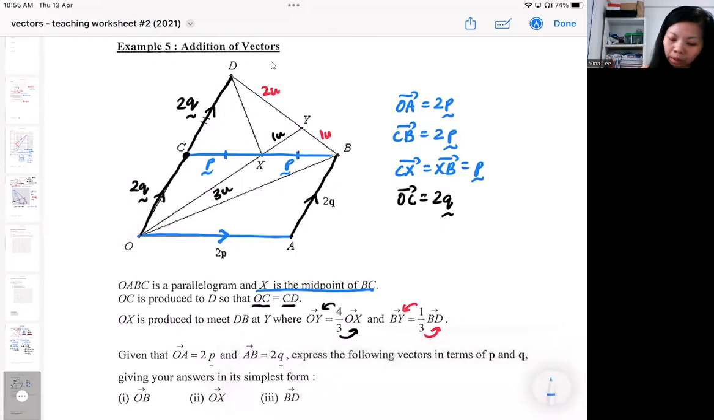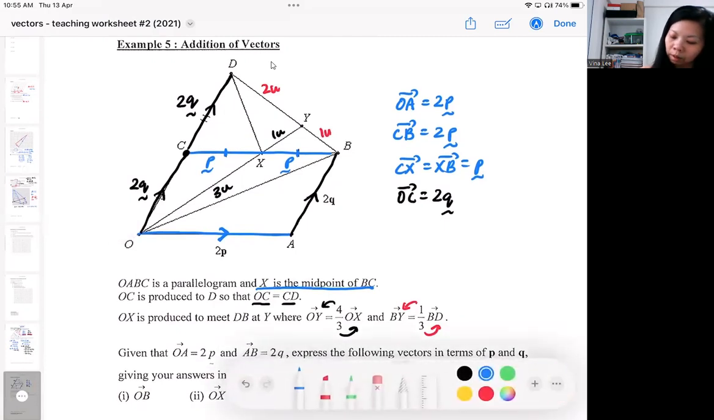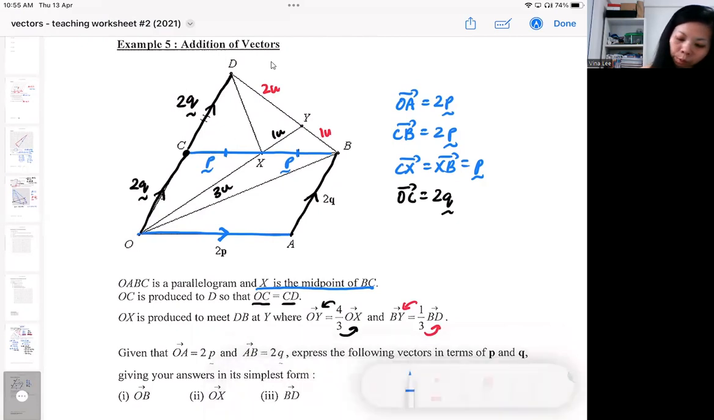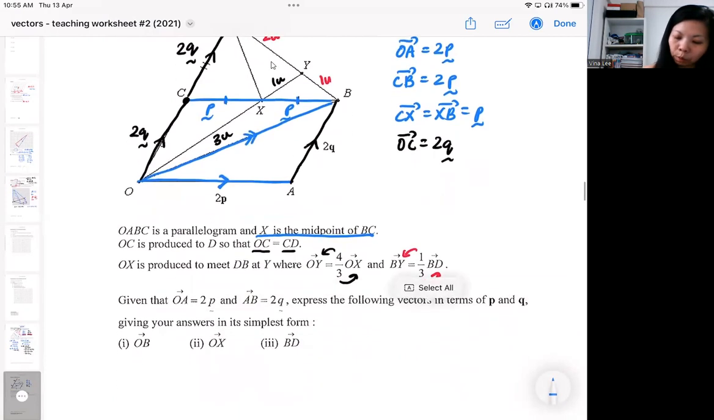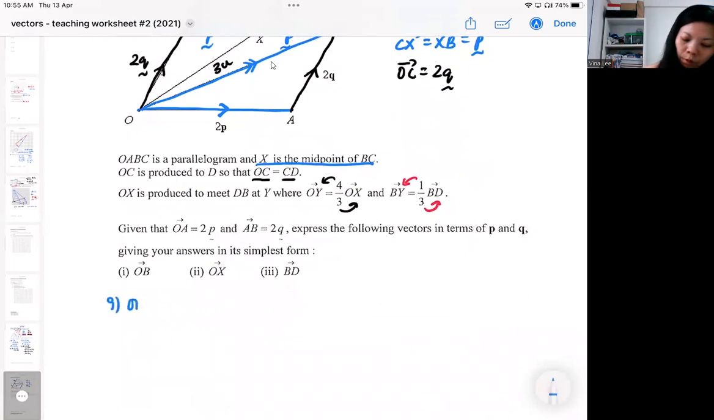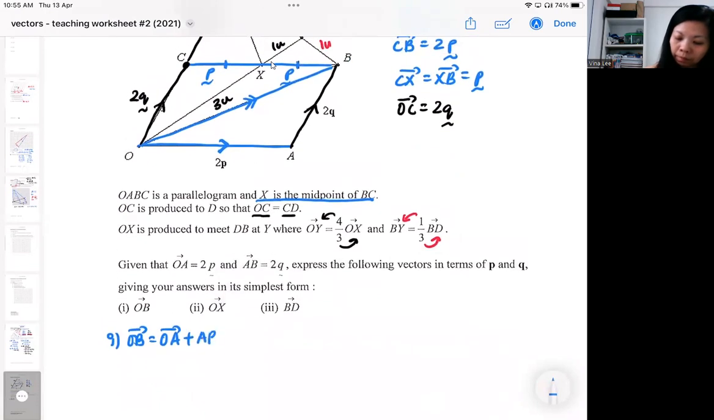So answering OB is quite easy. If you take a look at what is your OB. So OB is here. So if you do the fill in the blank, OB is just OA plus AB. Fill in the blank. And OA is 2P. AB is 2Q. So that's it. That's my answer. Fill in the blank.